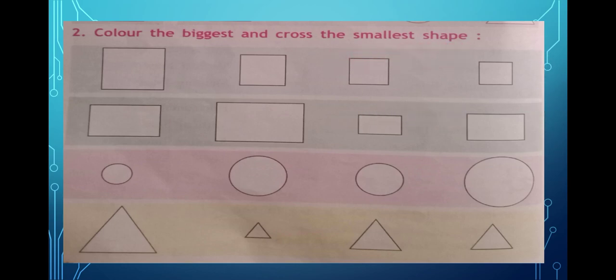Okay children, so from here what do you learn? You learn how to color the things beautifully, very nicely. You learn one thing from this type of question. The other thing you learn is how to identify the shapes, and you also learn how to identify the size of the shapes.